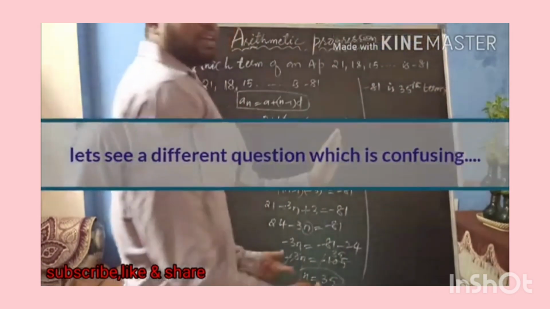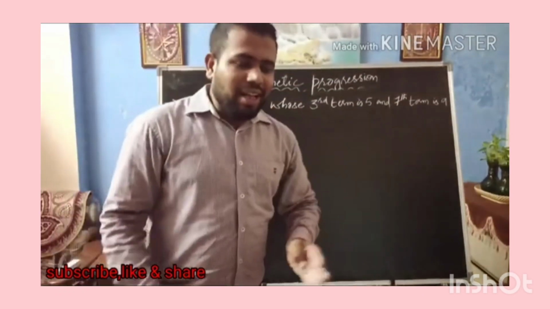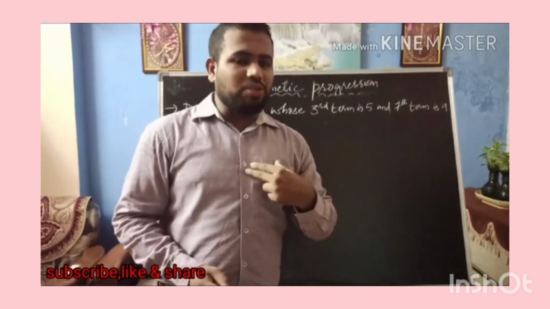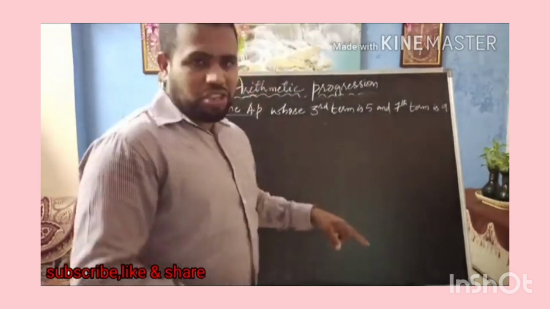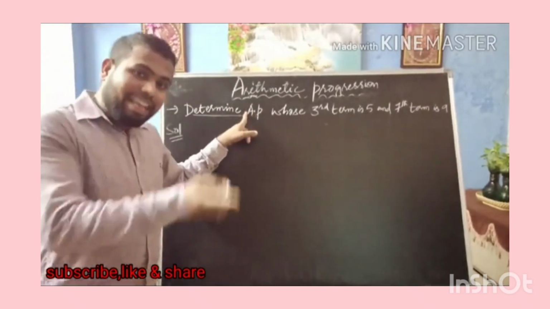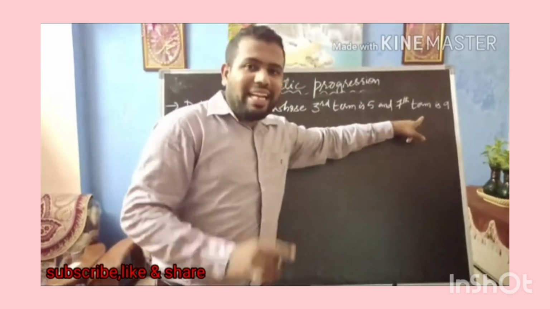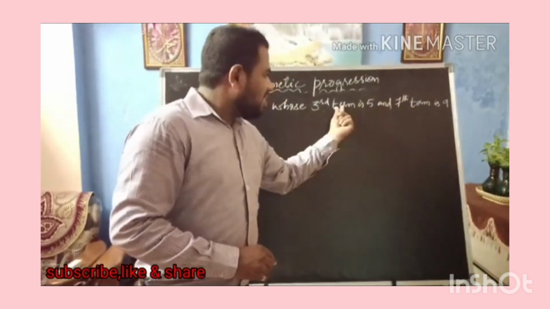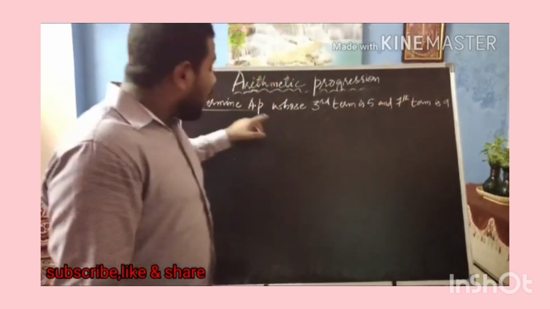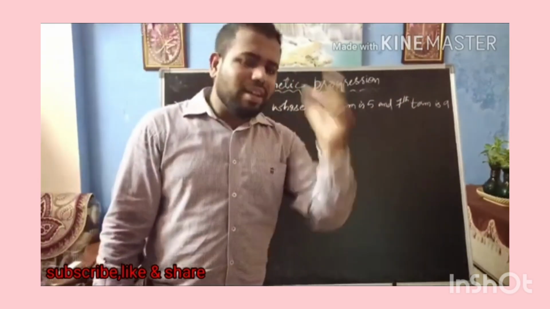In this question also we are going to use the nth term. This is a little bit different question compared to the earlier question. In earlier questions, AP series was given to us and we were asked to find the terms. But in this question, we have to determine the AP. It means we have to find the AP series here, whose third term is 5 and seventh term is 9. Here terms are given to us. Third term is given as 5 and seventh term is given as 9. And we are asked to find the AP series here.